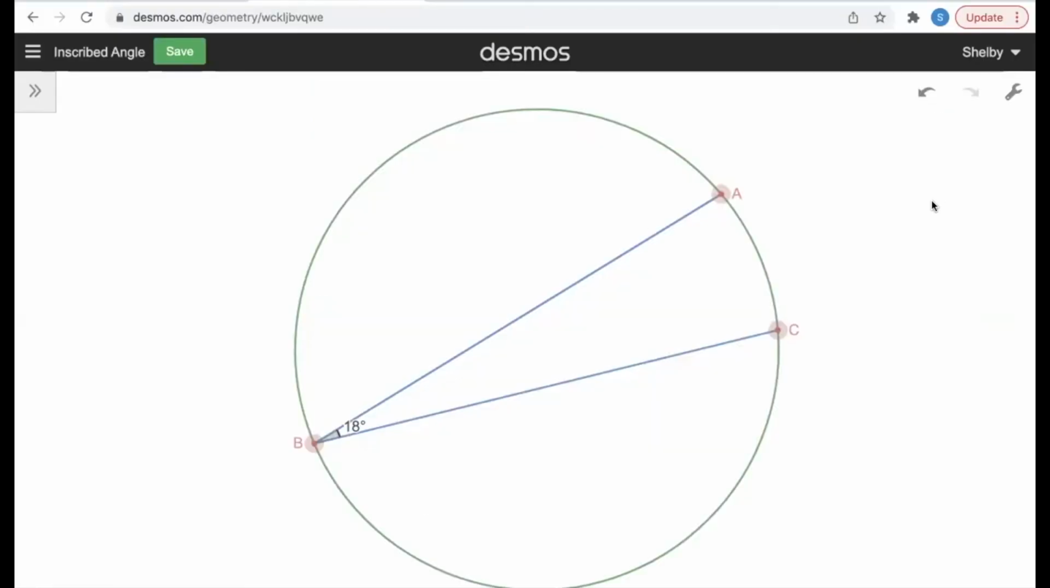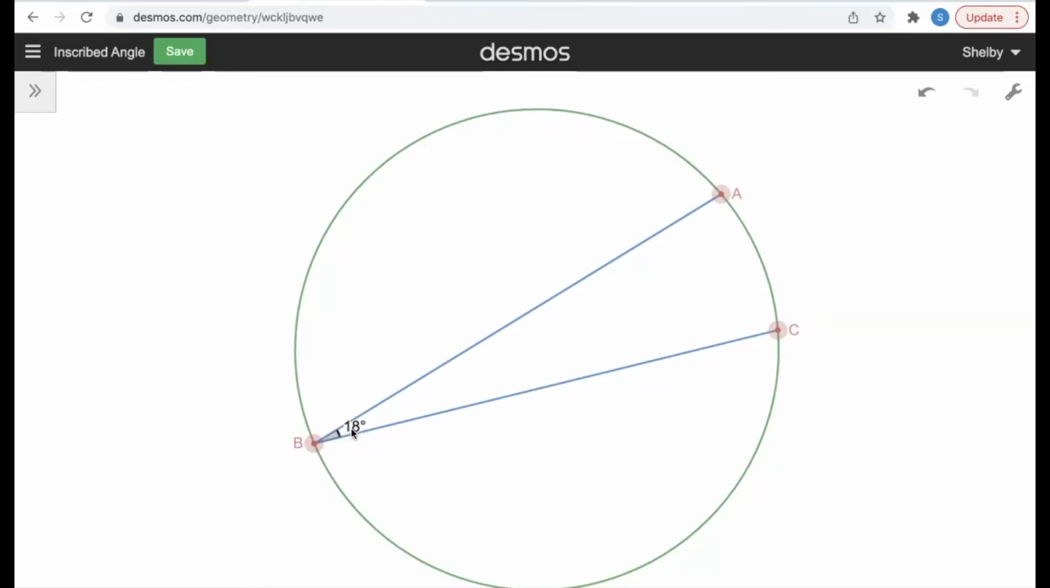Now we are looking at another angle in a circle, but notice that this angle is not a central angle. It is not in the center of the circle. This type of angle is what's called an inscribed angle. And notice that AB, this line segment, is a chord, and so is line segment BC. These are both chords. So an inscribed angle is an angle formed by two chords who share an endpoint.